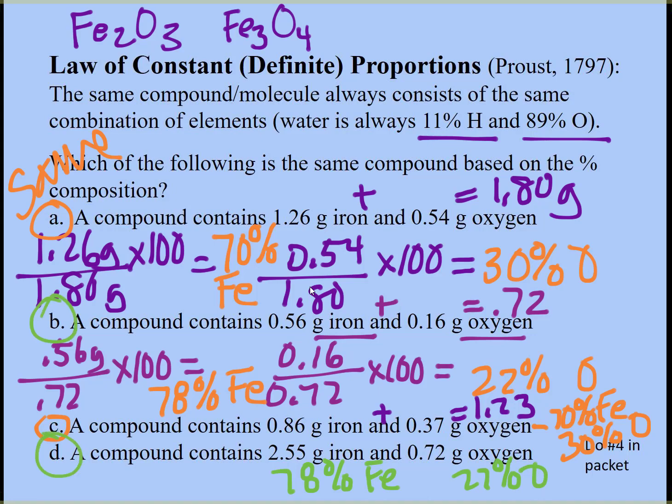So in the 1800s, trying to figure out if compounds are the same, you can use percent composition and look at the percent quantity by weight of each element to compare different substances to see if they are the same.